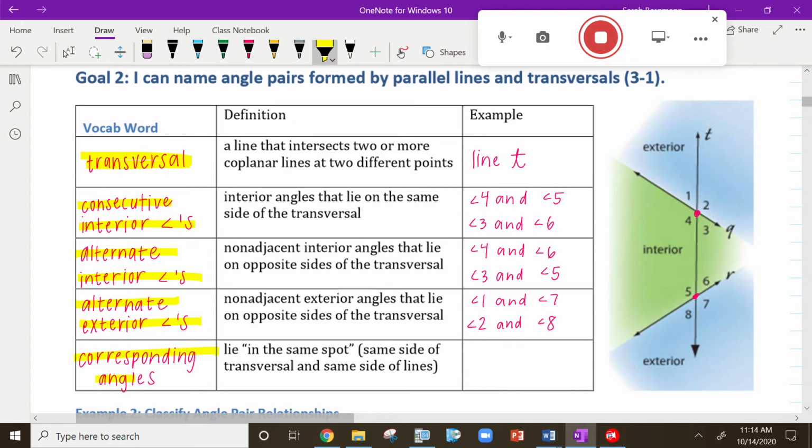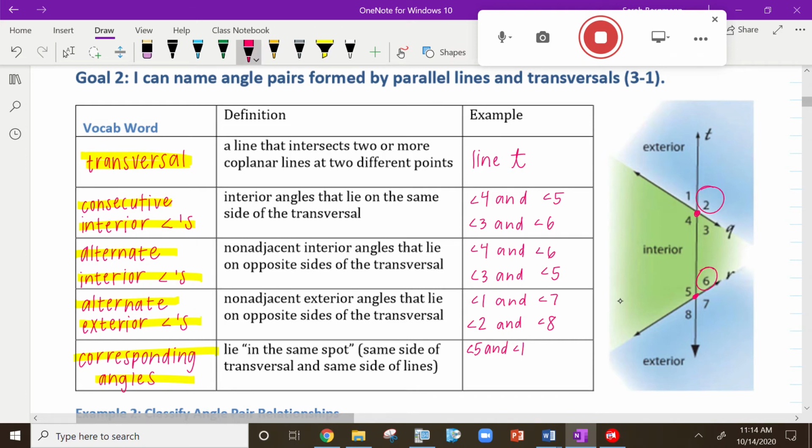Finally, corresponding angles lie in the same spot. They're on the same side of the transversal and the same side of the lines. So, for example, angle 1 and angle 5 are corresponding angles. They both lie on the top left of the intersection.